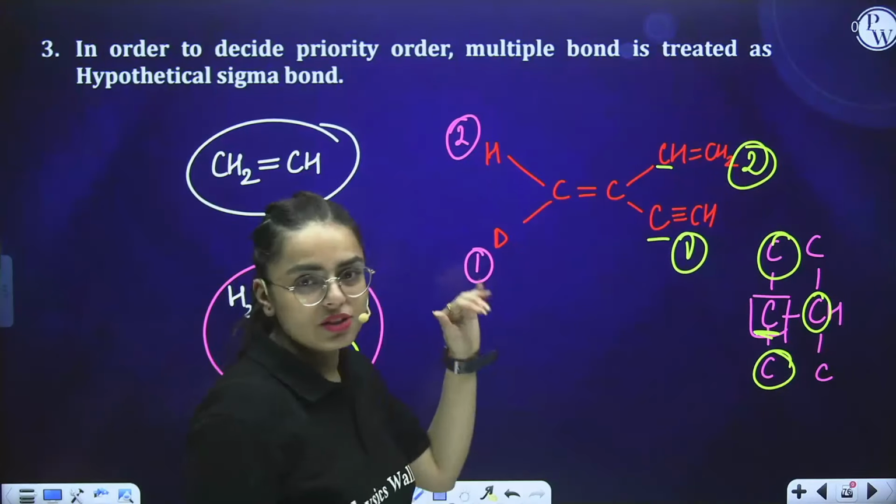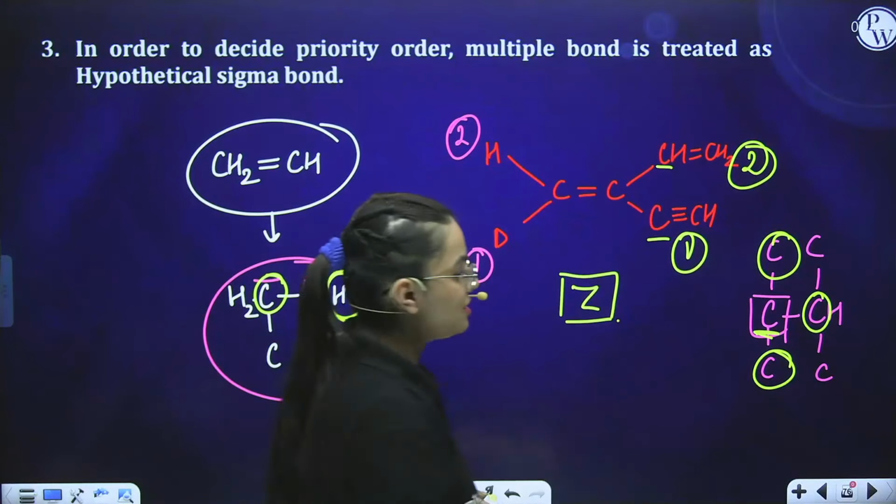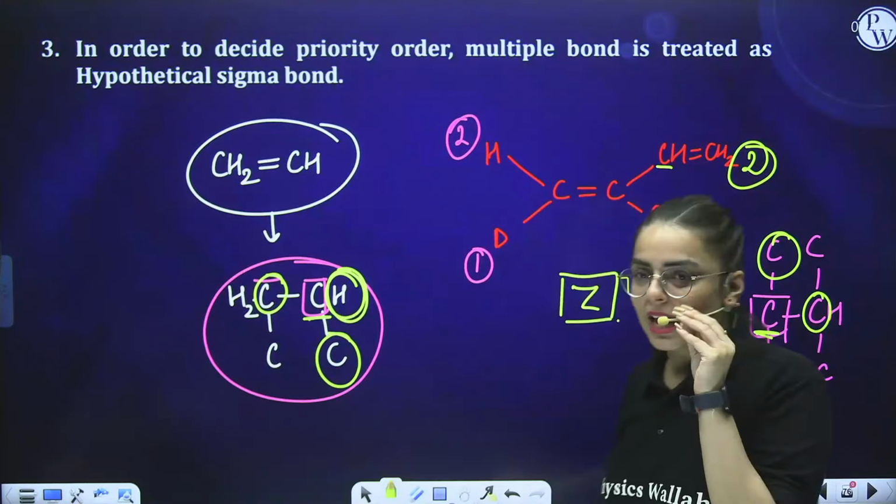And 1, 1 are present on the same side. That means they are the best friends. That means Z nomenclature. Clear, students? Like this you can apply on certain cases.